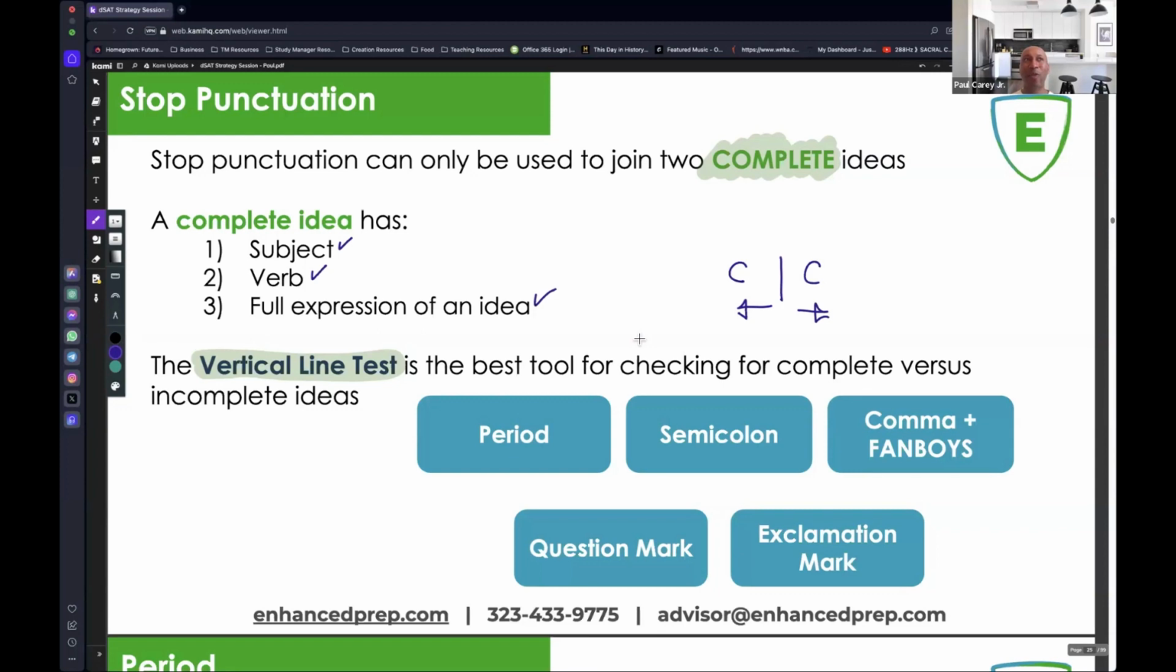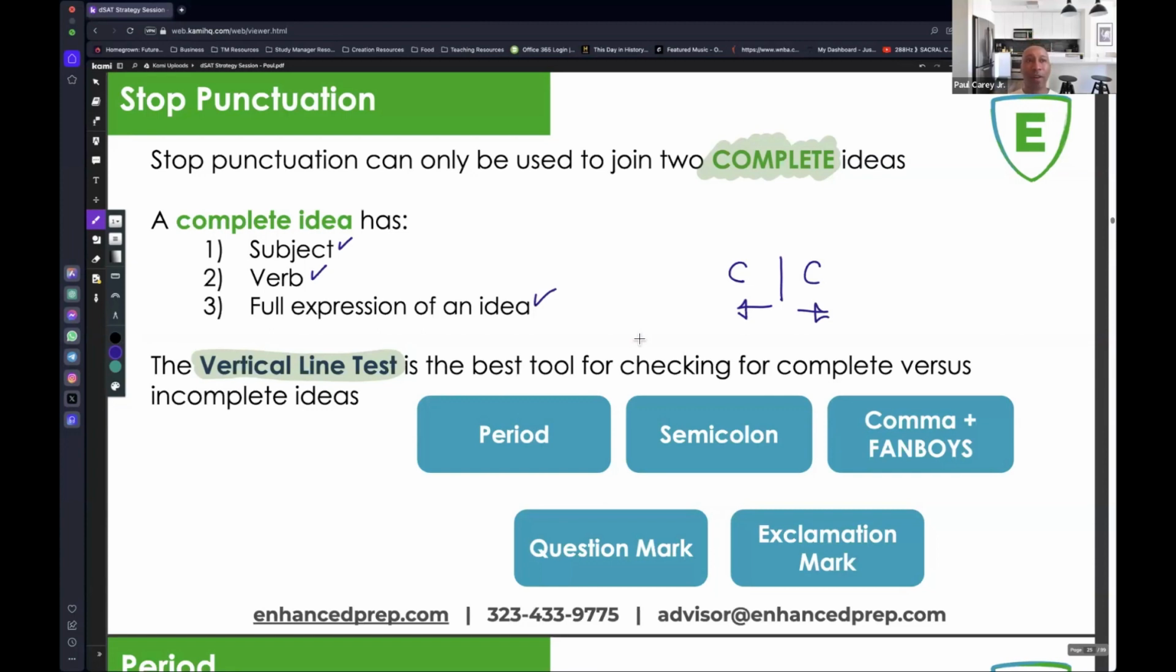So somebody's like, you won't believe what happened earlier. And you're like, okay, that's cool. What happened, right? Or the red car. If someone says the red car, you're like, okay, the red car. What about the red car, right? When you feel like you need a little bit more information about something, that's going to be one where it's not a full expression. So that would be an incomplete idea, right?